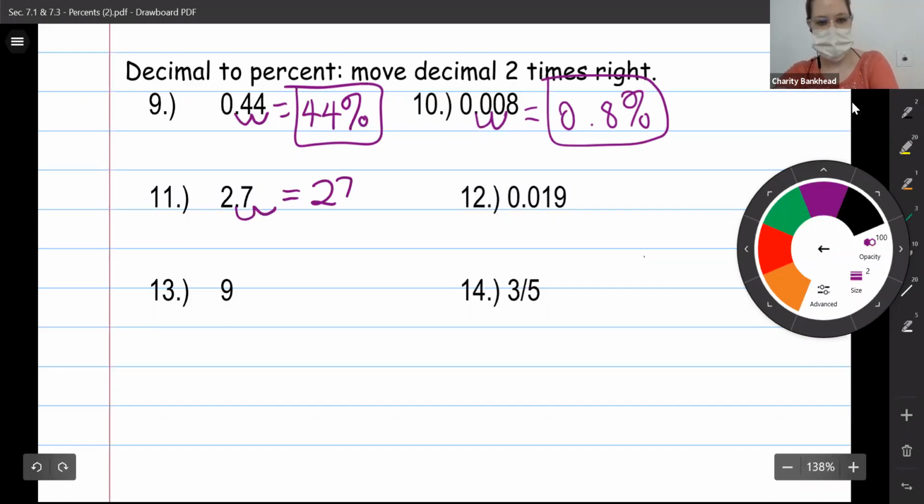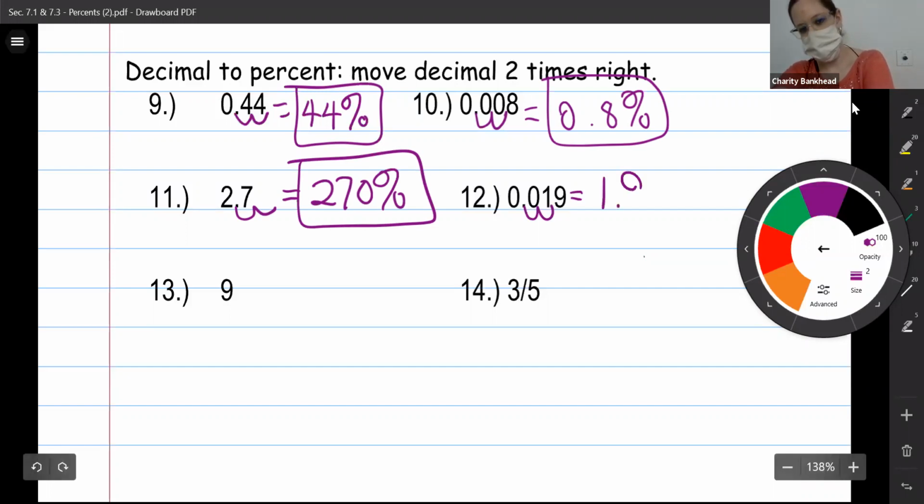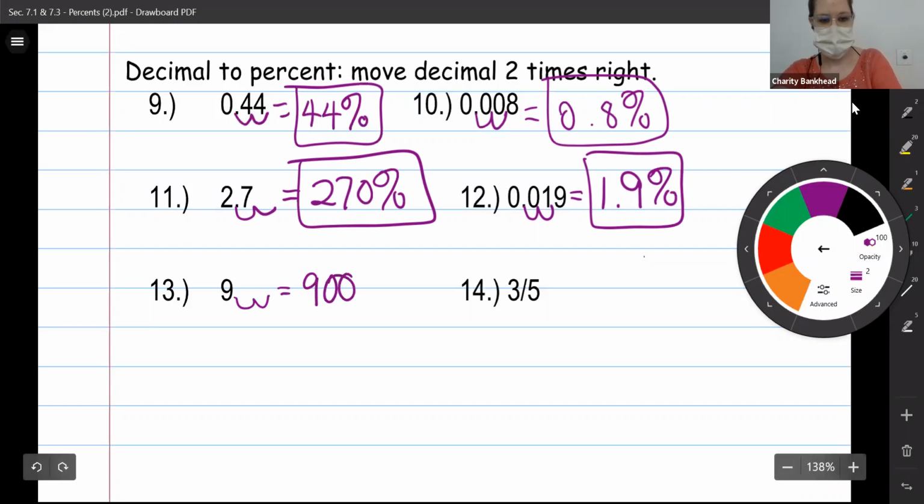2.7 equals 270%. 0.019 equals 1.9%. 9 equals 900%.